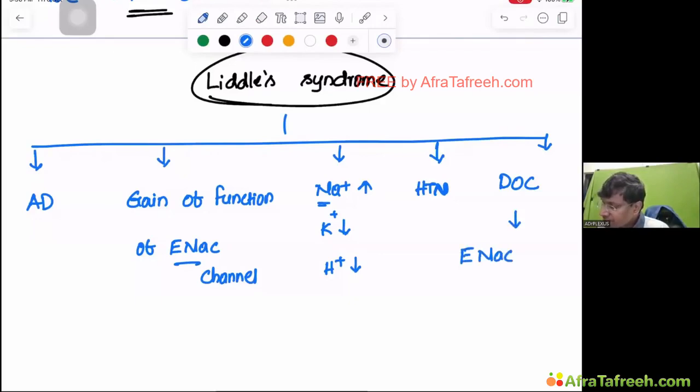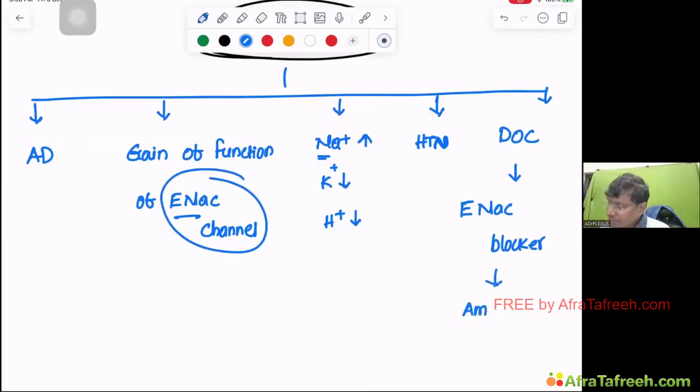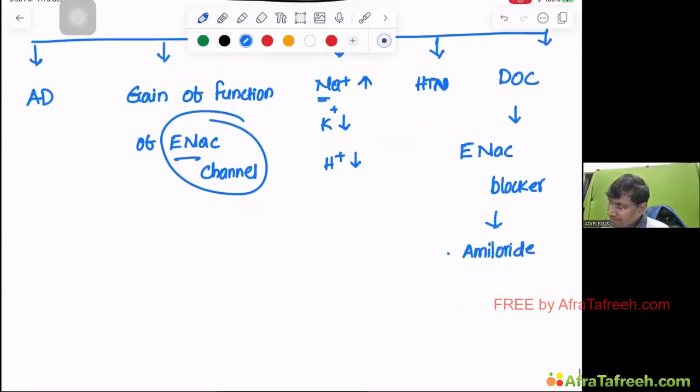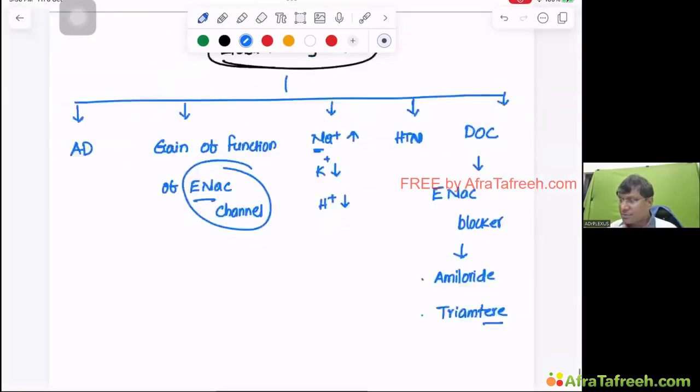That is epithelial sodium channel blocker. Example for that, because the problem is gain of function of ENaC, you block that ENaC. That is amiloride. And one more example of ENaC blockers, apart from amiloride? Yes, one more example. Very good, Hari. That is triamterene. Right, triamterene. So this is about your Liddle's.